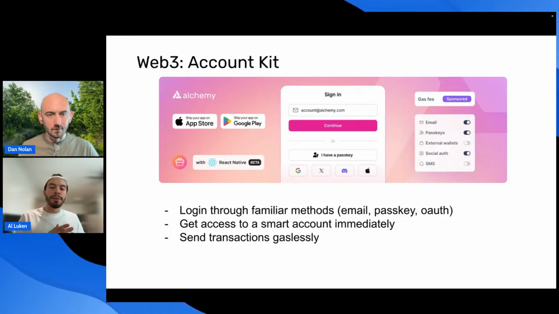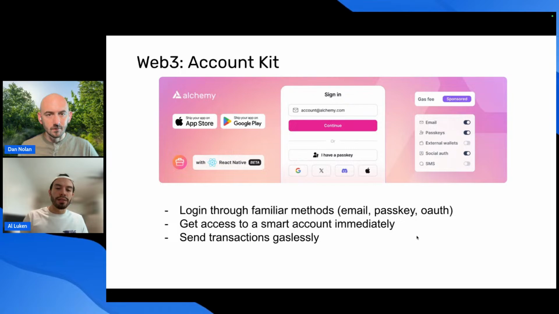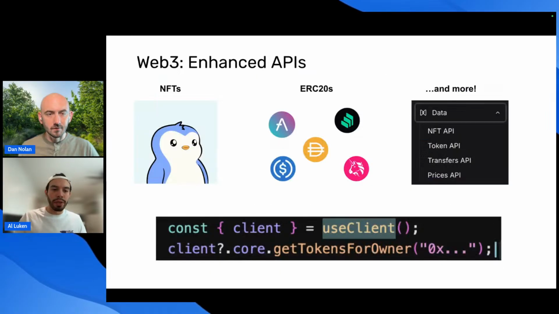After a brief modal that comes up with Google and such, you're signed in and you have an account, right? So you can log in through familiar methods: email, passkey, OAuth. You get access to a smart account immediately, and you send transactions gaslessly, right? This is the backbone of that gasless UX feature. That's very, very important for onboarding users, by the way.